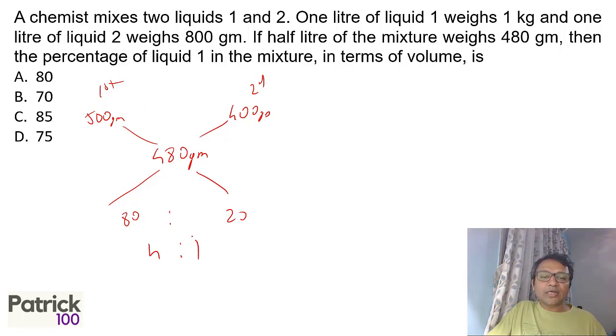So how much of first in terms of volume? 4 out of 5, which will be 80%. So we require 80% first in terms of volume. Half liter is 500 grams, half liter is 400 grams, average is 480. Take alligation, you get 4:1. So first liquid is 4 out of total 5, which will directly give you 80 as the answer.